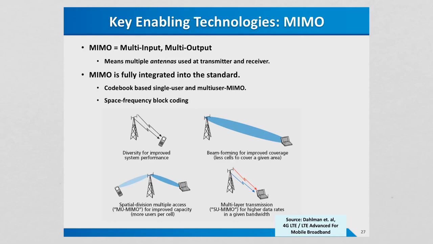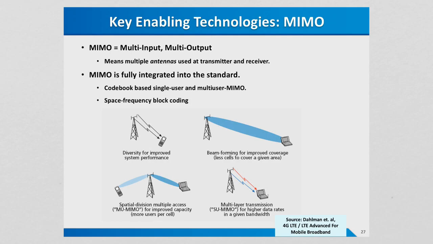So welcome to today's lecture on LTE. Today I'd like to talk about two of the key enabling technologies. The first one is MIMO technology, and then next we'll spend most of today talking about OFDM. So to begin with, MIMO stands for multi-input, multi-output, and really what it's referring to is the fact that there are multiple antennas used at both the transmitter and the receiver.